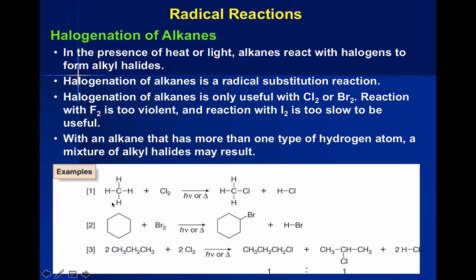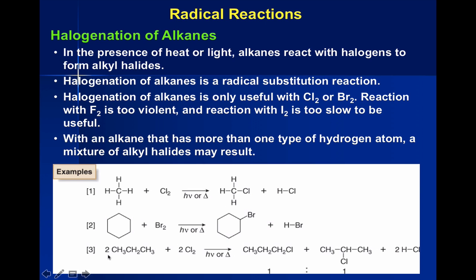So for example, if we took methane and chlorine gas, and shone a bright light on it or heated it up, you can actually make methyl chloride very, very easily, plus you get a molecule of HCl. You can do the same thing with brominations, and you can get alkyl bromides plus HBr.